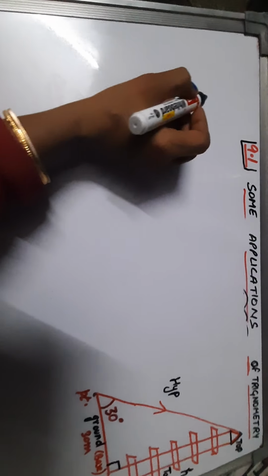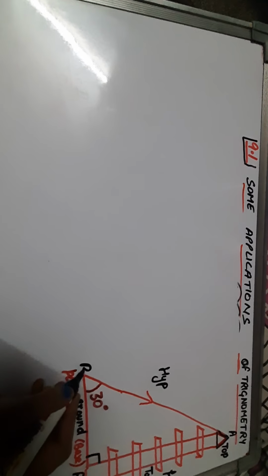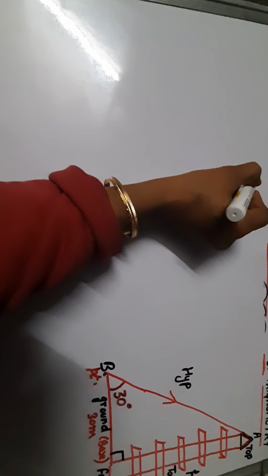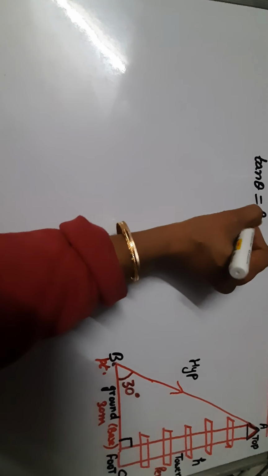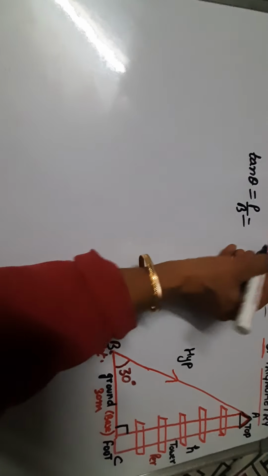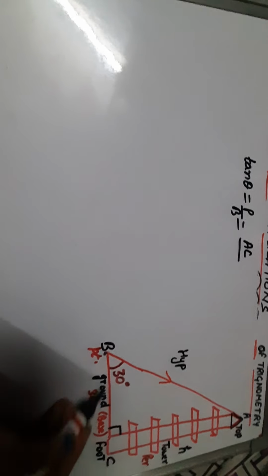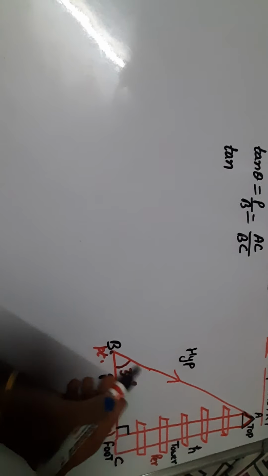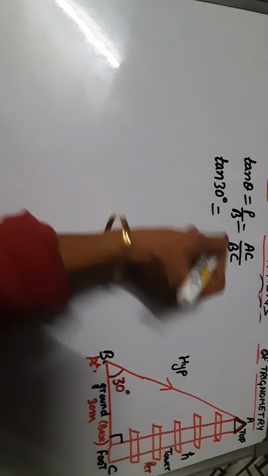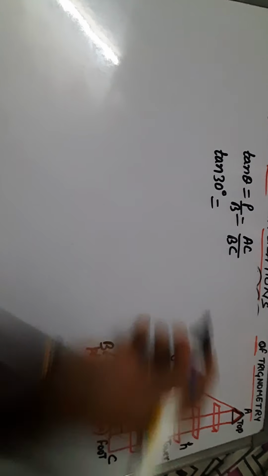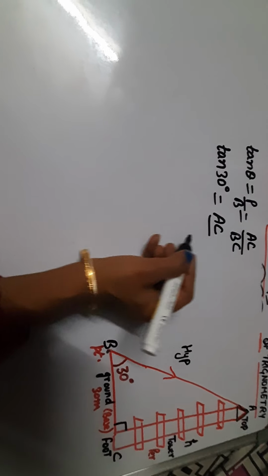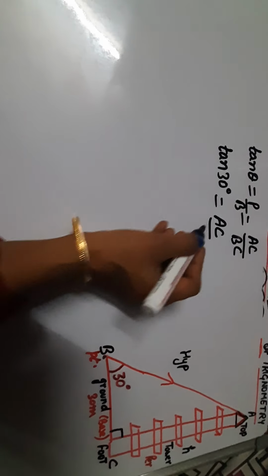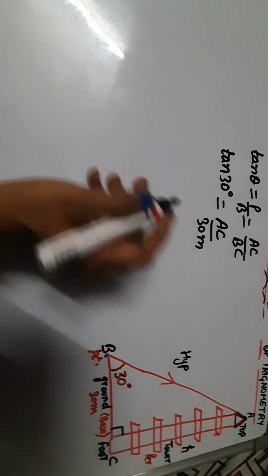So what do we write? Let me mark these points as A. This is A, this is B and this is C. So according to this, we are going to use tan theta. Tan theta is perpendicular by base, and in our case the perpendicular is AC and the base is BC. So let us put the values. Tan theta, theta is 30 degrees as given to us. AC is the height which we need to find out. We can write it as h also, or we can take it as AC, and BC is 30 meters. So from here we will get this.